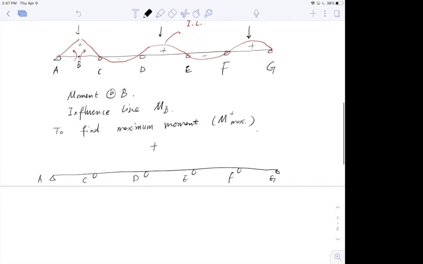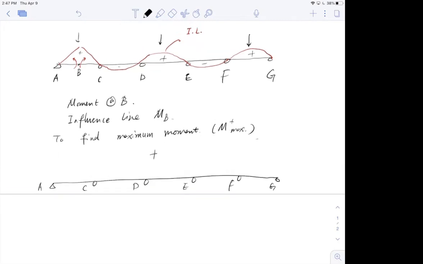So now, if I want to have the maximum possible moment, I'm going to have a loading here. The different color is better. Use a blue here. So I'm going to have distributed loading here, and distributed loading here, and distributed loading here to achieve the maximum moment.